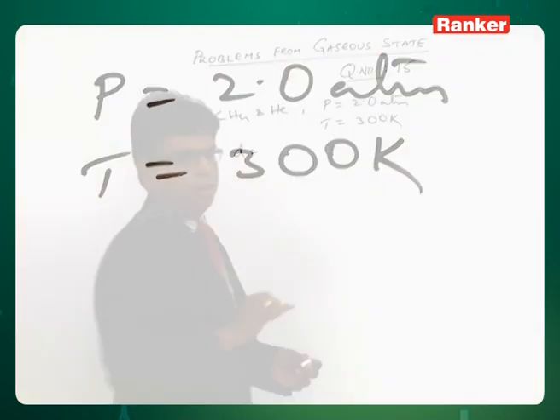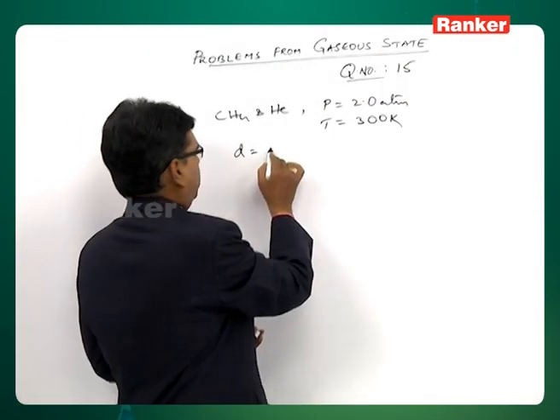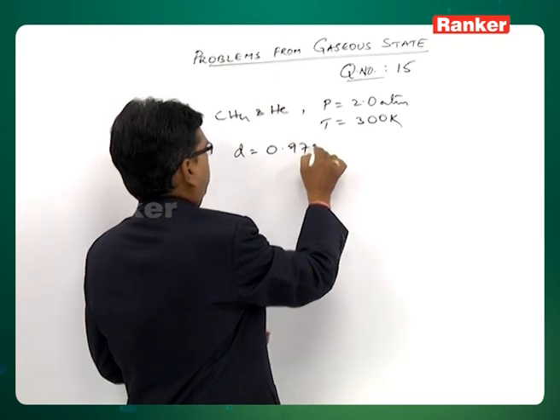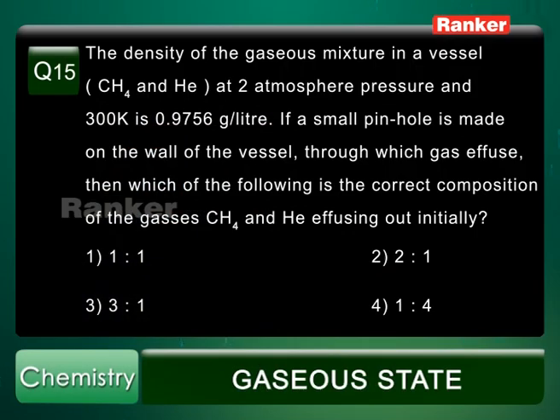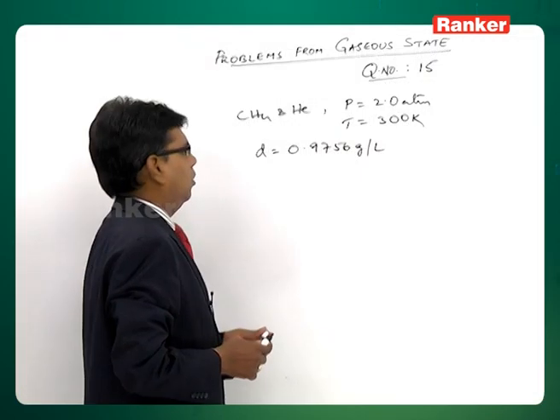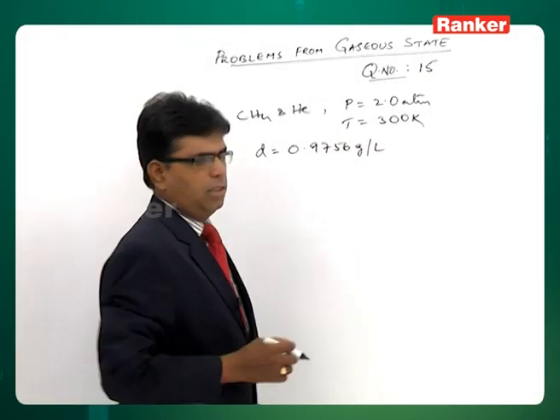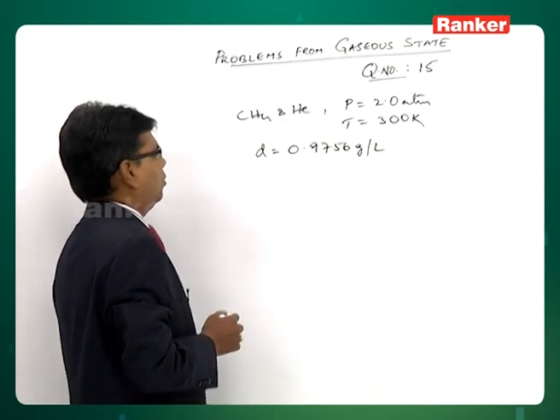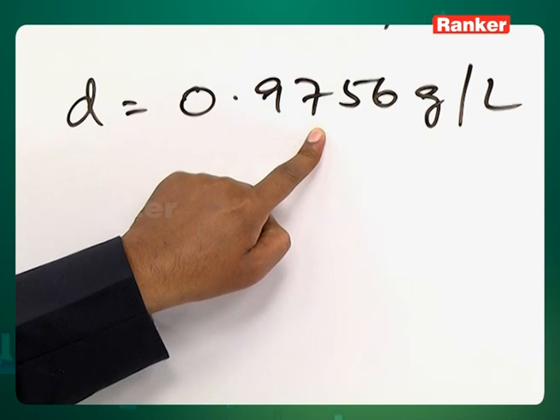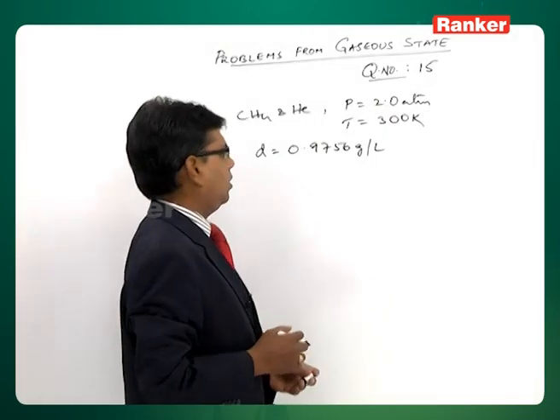Density is given as 0.9756 gram per liter. If a small pinhole is made on the wall of the vessel through which the gas effuses, then which of the following is the correct composition of gases of methane and helium effusing out initially? So, here the composition of the mixture is asked. Here the density of the mixture is given, and what is the correct composition?